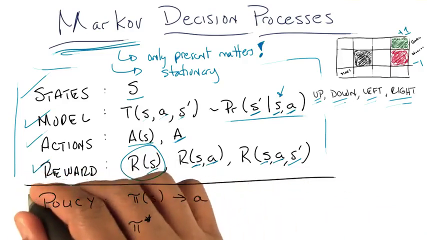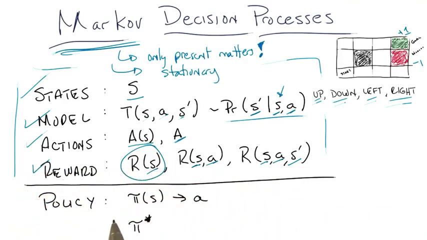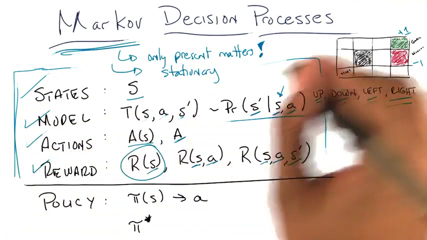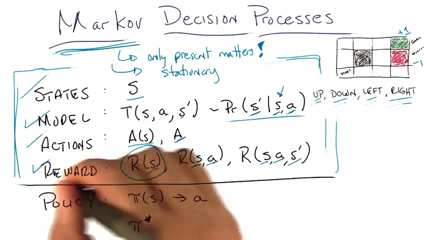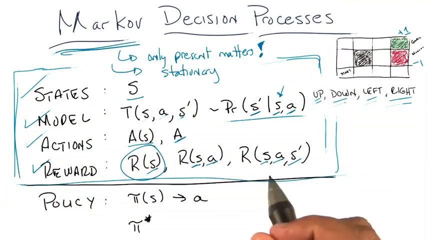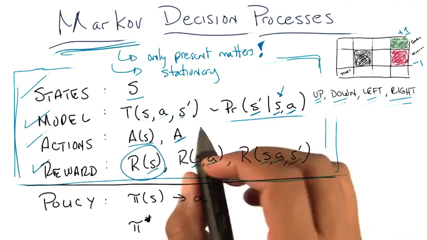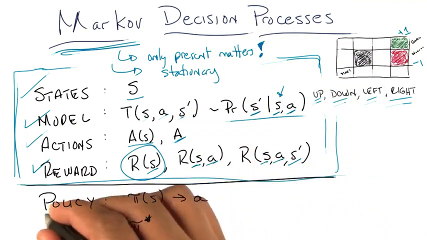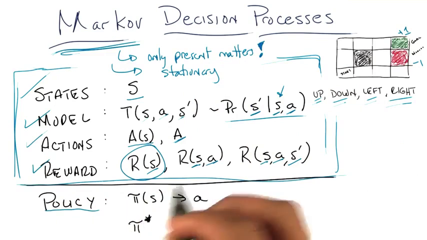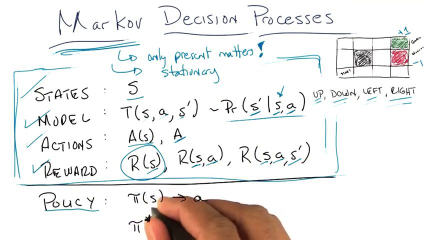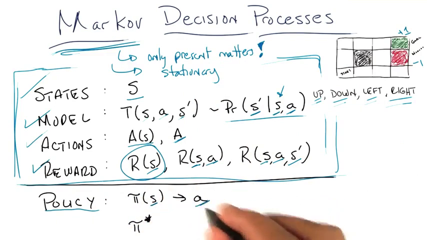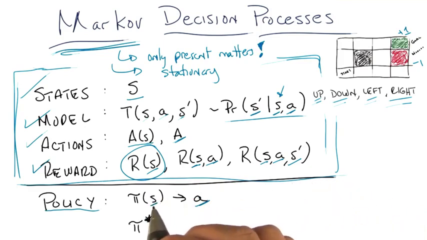Speaking of solutions, this is the last little bit of thing that you need to know. This defines a problem, but what we also want to have whenever we have a problem is a solution. So the solution to a Markov decision process is something called a policy. A policy is a function that takes in a state and returns an action. In other words, for any given state that you're in, it tells you the action that you should take.